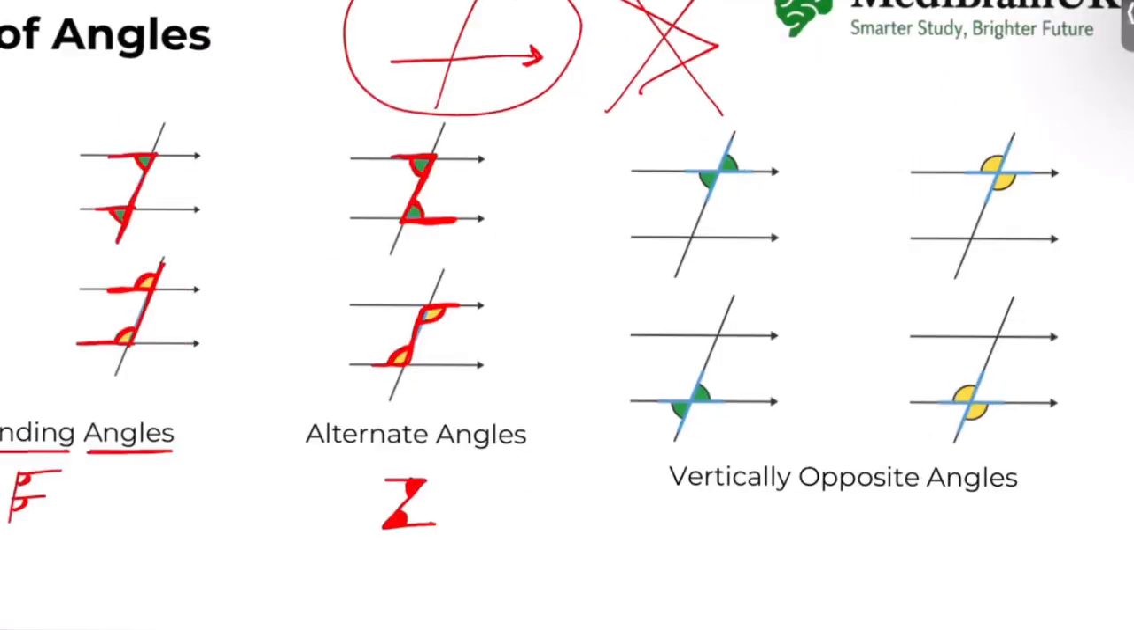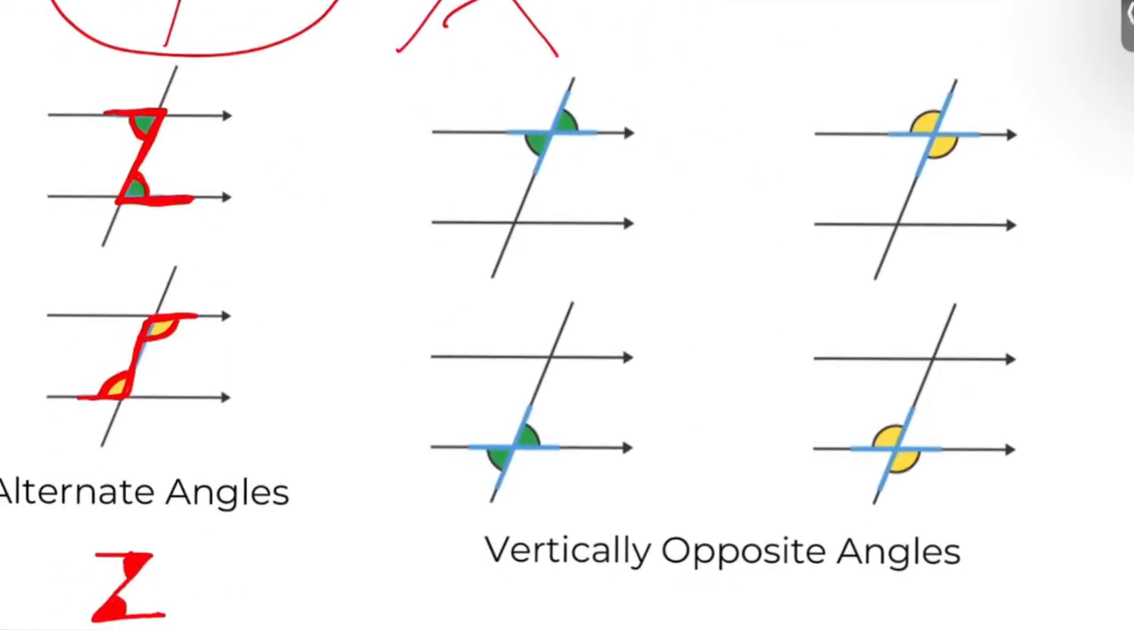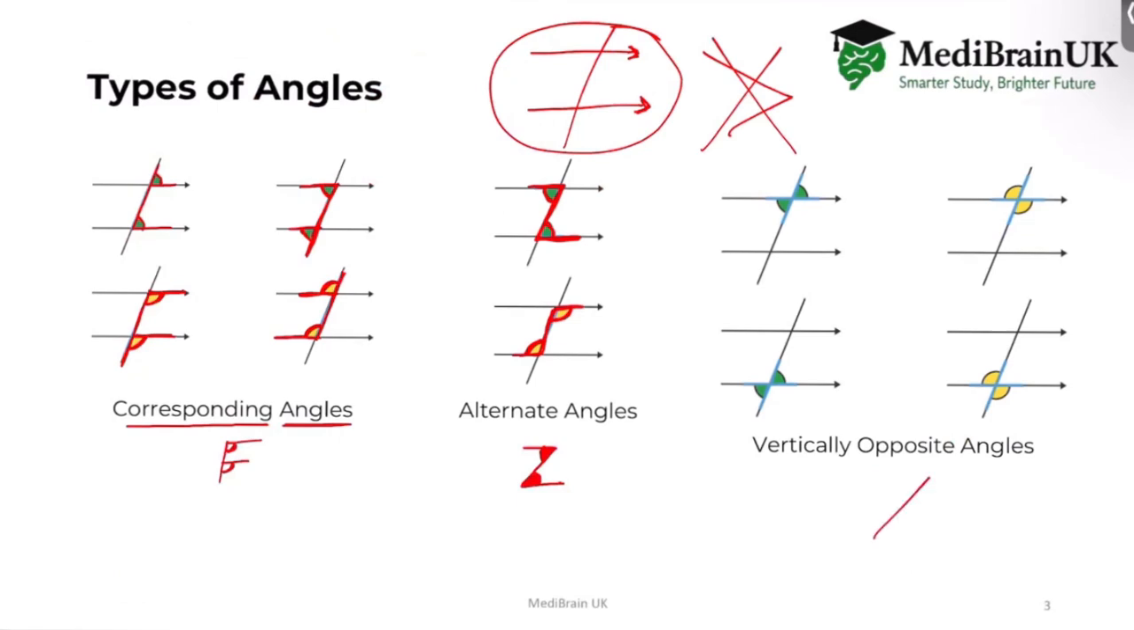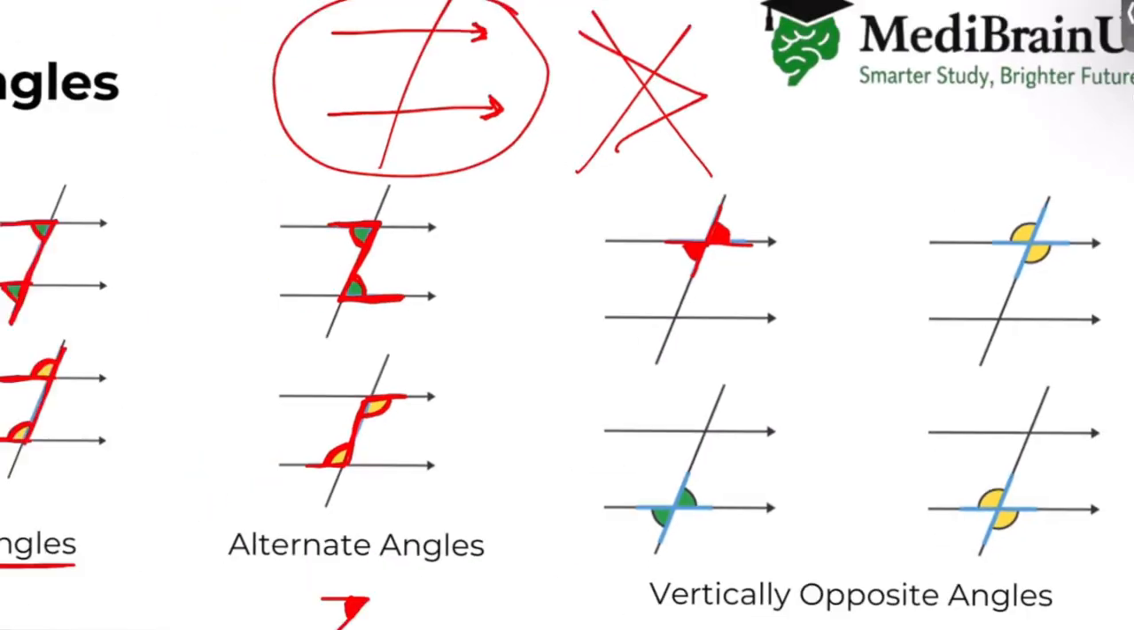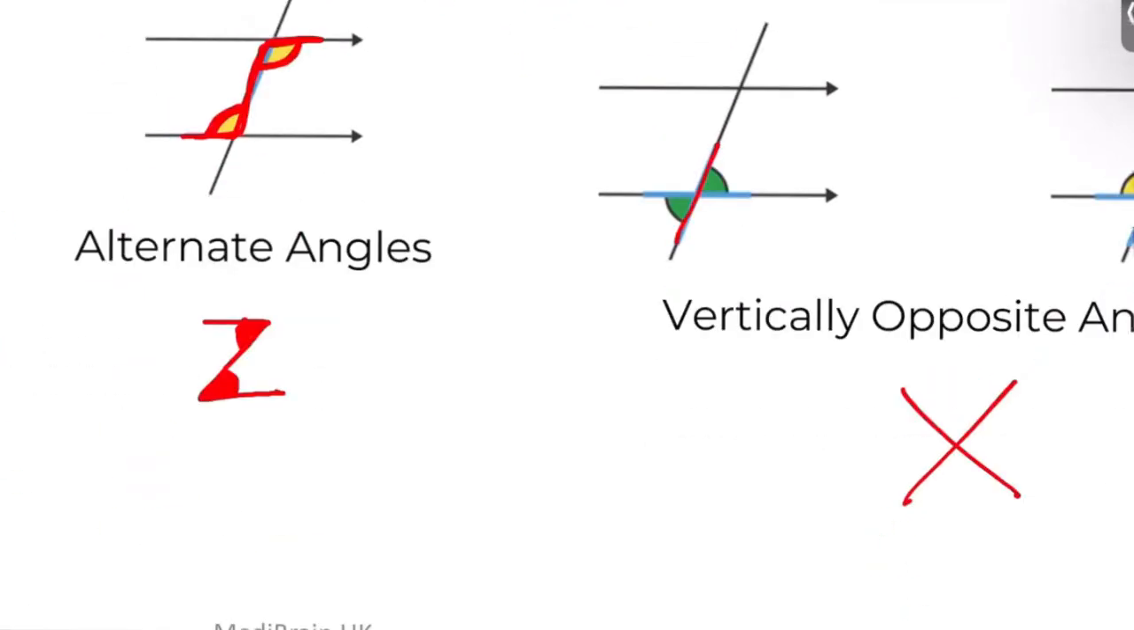And then finally, we've got vertically opposite angles. Now, for vertically opposite angles, you're going to be looking for the X. As you can see over here, we have an X shape. What it tells you is that the angles that are opposite in an X, so these angles, these are opposite angles. The opposite angles in an X are going to be equal. In this case, you have an X as well. The opposite angles within the X are going to be equal.